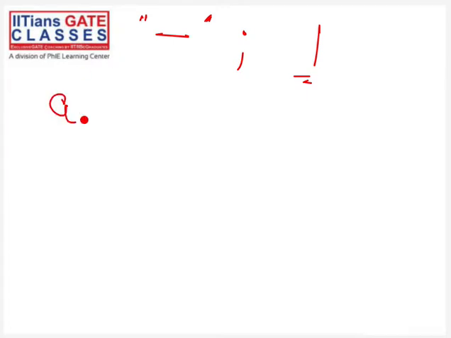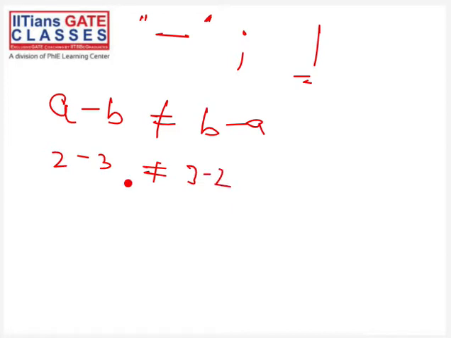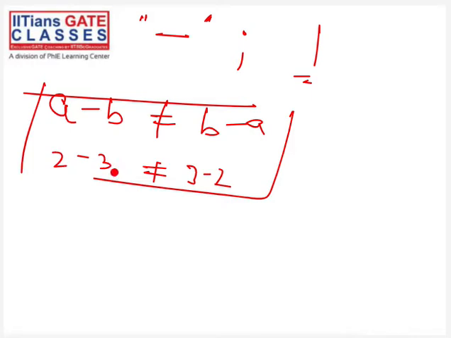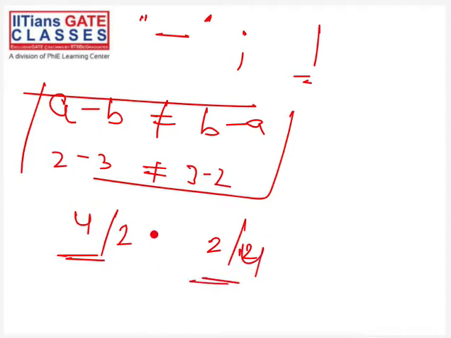Why? Because a minus b is not equal to b minus a. You can see 2 minus 3 is actually not equal to 3 minus 2. So the subtraction operation is not commutative in our general mathematics. Similarly, for the division operation, 4 divided by 2 is actually not the same as 2 divided by 4. So these two are not the same, and the division operation is also not commutative. So now you have got it. You can very easily find whether an operation is commutative or not.